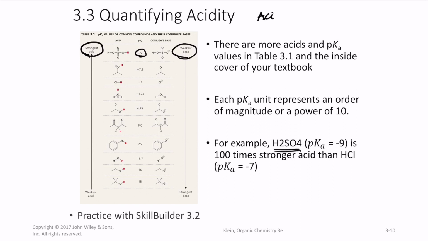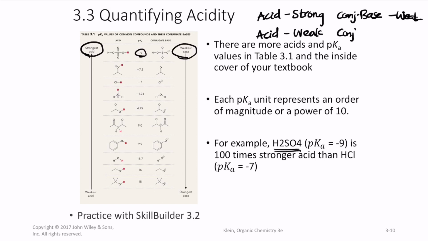If the acid is strong, then the conjugate base of that acid is generally weak. In the same way, if the acid is weak, then the conjugate base of that acid is generally going to be strong. For example, take tert-butanol. Tert-butanol is a weak acid with a pKa of 18, but its conjugate base is a very strong base. This is how we can see it.